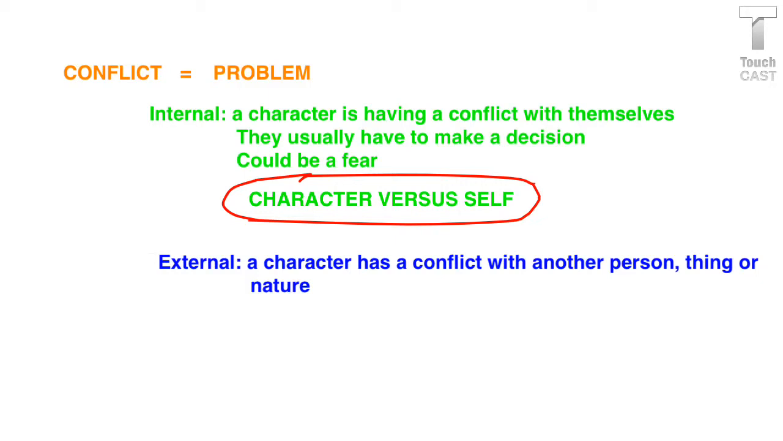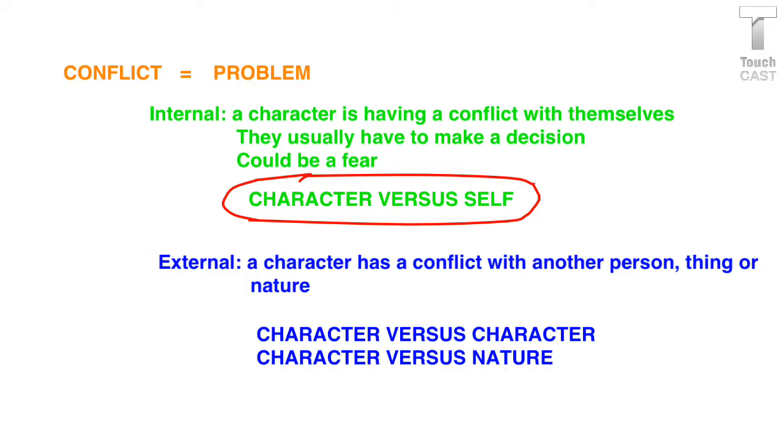External conflict is where a character has a conflict with another person, thing, or nature. This means that the other person, thing, or nature is causing conflict for the character. Not that they're scared of nature, because that would be internal, but that nature is causing problems for the character. So these are called character versus character and character versus nature.